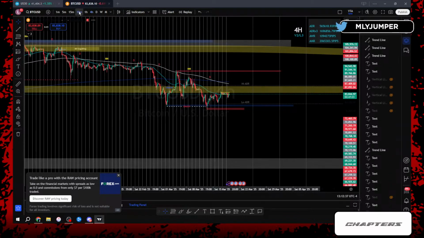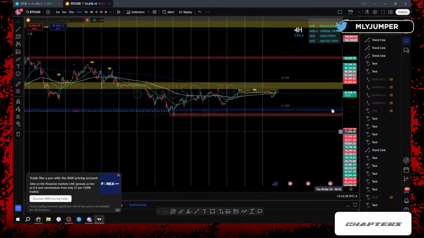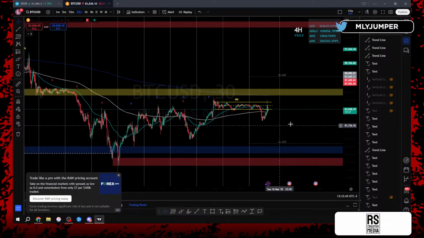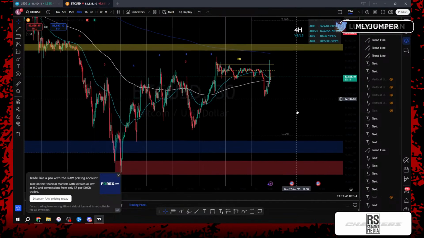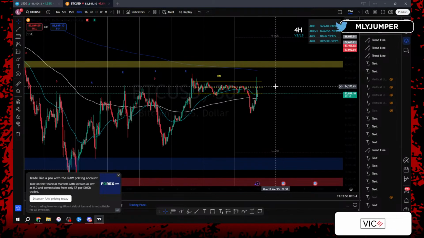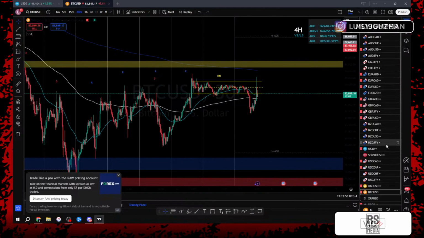Before I take a trade going short on Bitcoin, I need to see a higher time frame change of character, break of structure. If not, then all of this would be invalidated anyway. So that is the reason why I wouldn't take this trade. Could still be an invalid type 3 pattern since we're still making higher highs and higher lows.